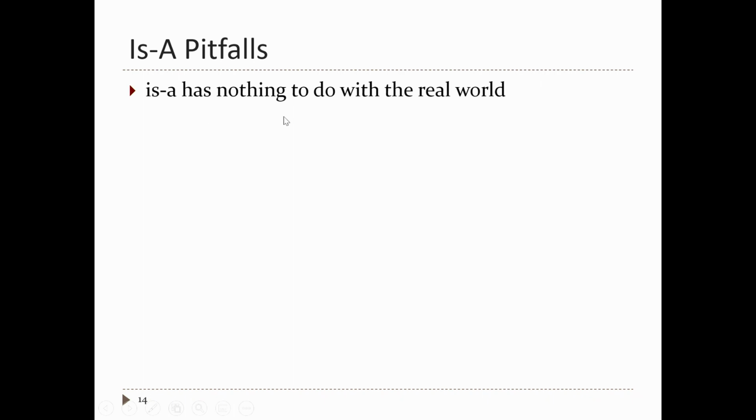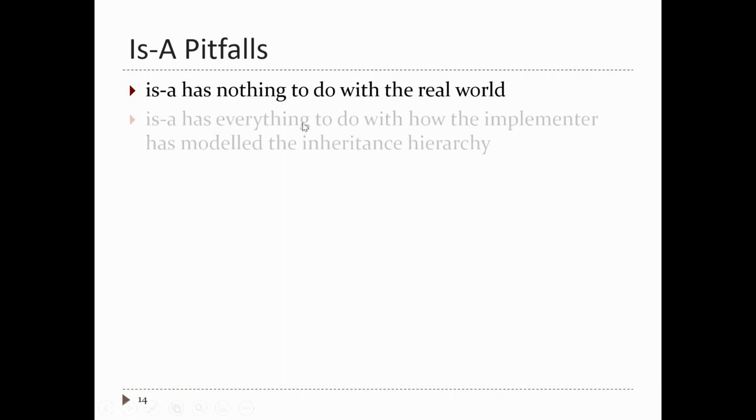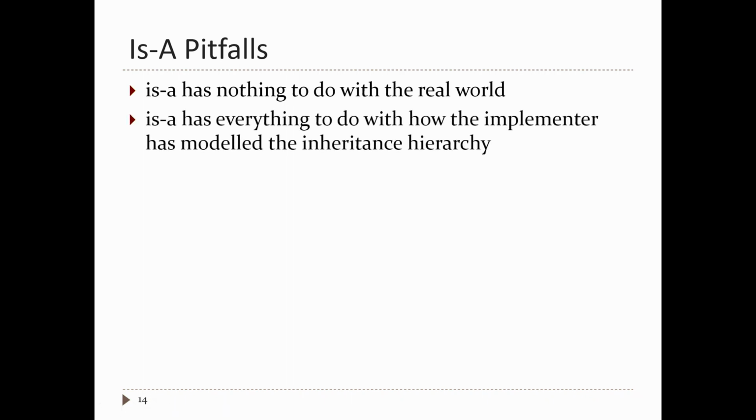Okay, so is-a, or is substitutable for, has nothing to do with the real world. This is the other thing that you have to wrap your head around: when you're programming is not the same as the real world. Concepts that are true in the real world are not necessarily true in your computer program. Is-a, or is substitutable for, has everything to do with, and is relevant only to, how you've modeled your inheritance hierarchy.